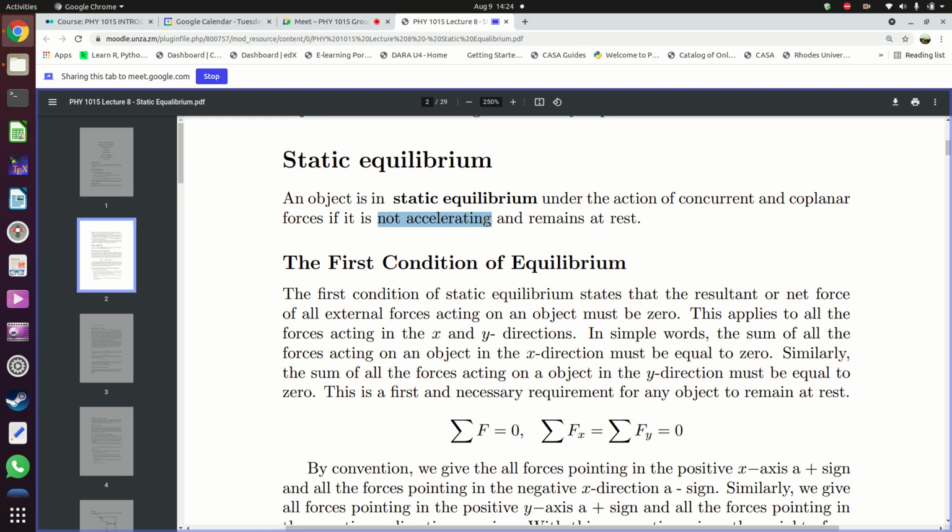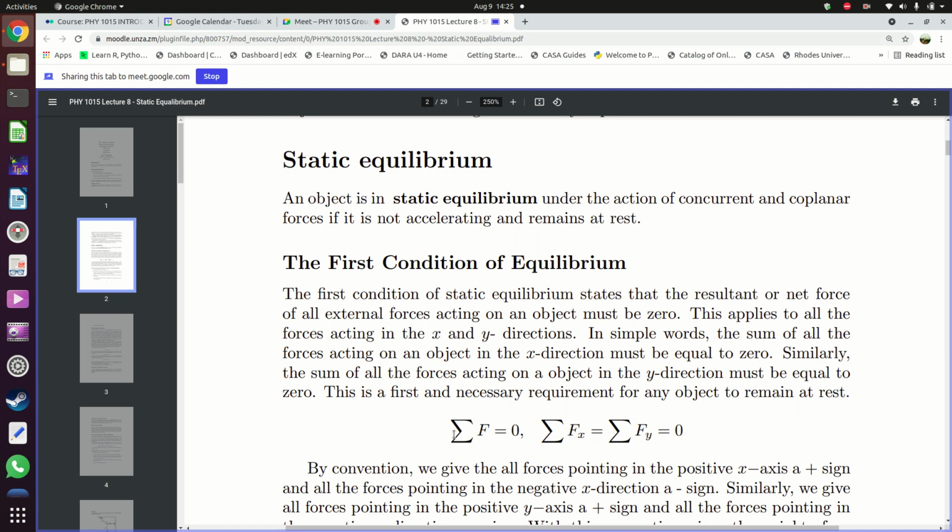The first condition of static equilibrium is that when you add up all the forces acting on this particular object, and you have seen how to do this because forces are vectors, you have to identify which direction is going to be positive and which direction is going to be negative. When you add up all these forces, they need to add up to 0. The reason these forces add up to 0 is because they do not cause acceleration. The acceleration is equal to 0.